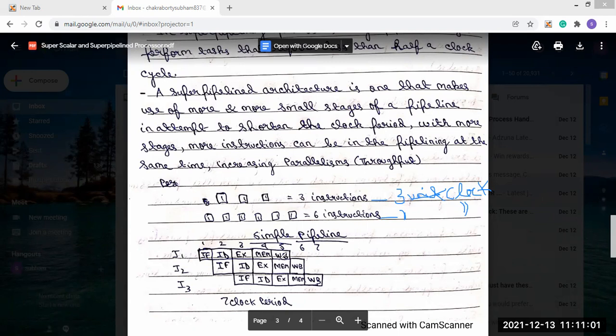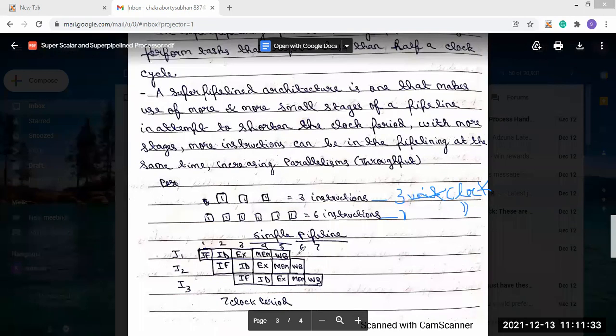Then in the fifth clock cycle, instruction 1 completes its execution with the write back into the memory. So in the fifth clock cycle it is done. Then instruction 2 will use the memory at that time, and instruction 3 is executing in that particular moment.